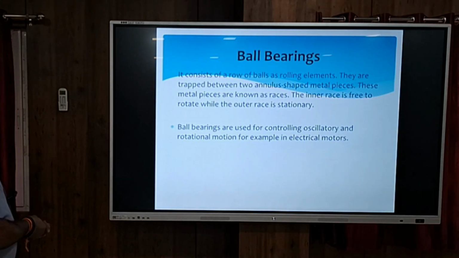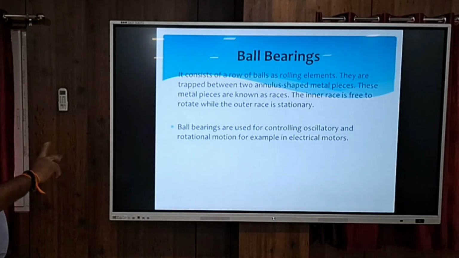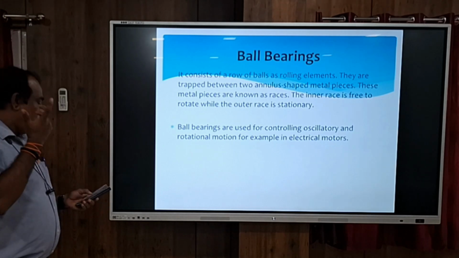Ball bearings are used for controlling oscillatory and rotational motion. Both oscillation as well as rotational motion, it will control. It will not allow movement to the outside and as well as rotation also.